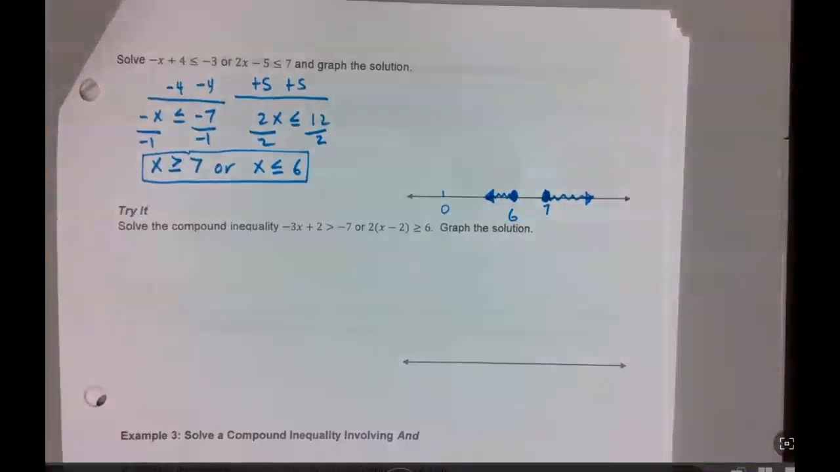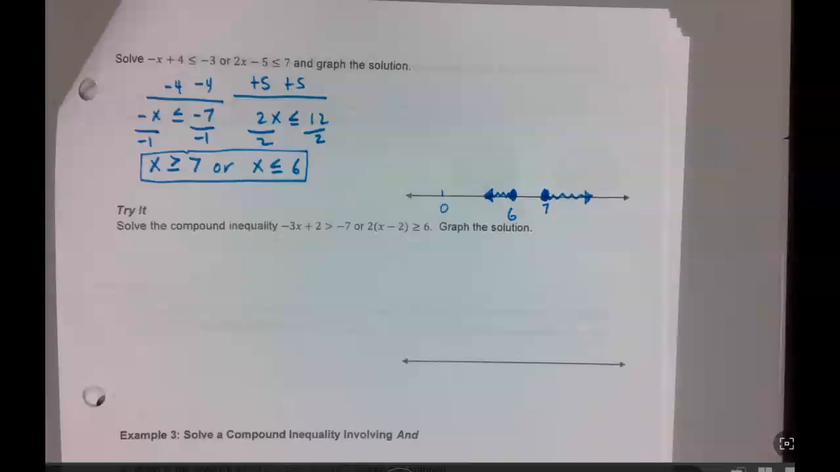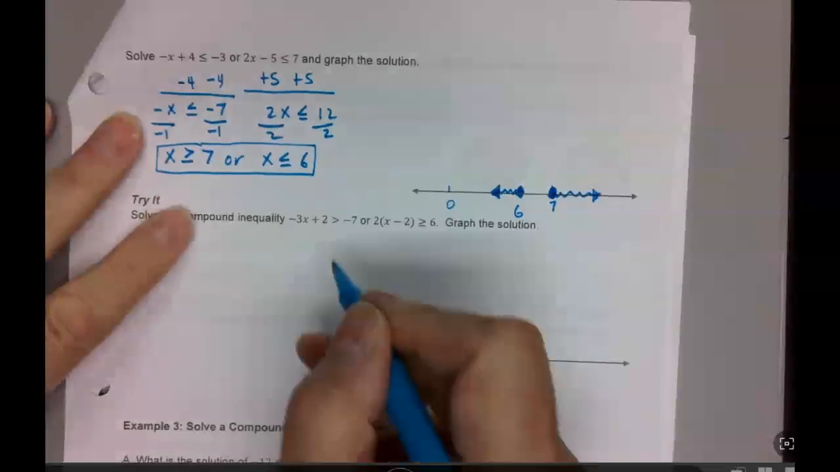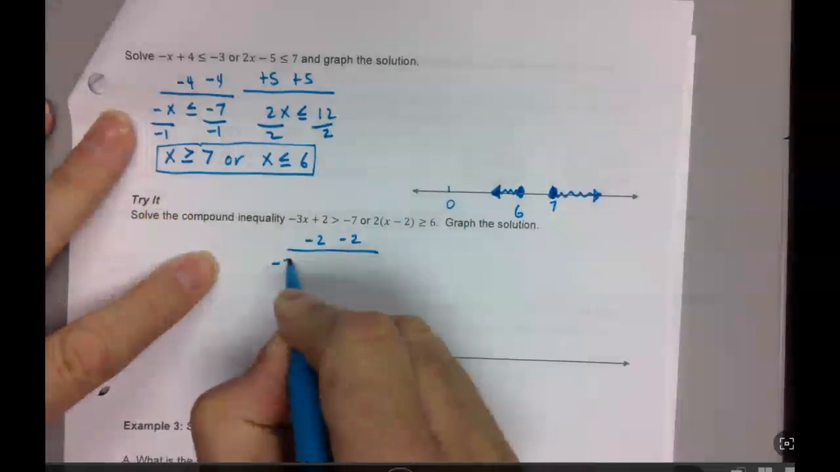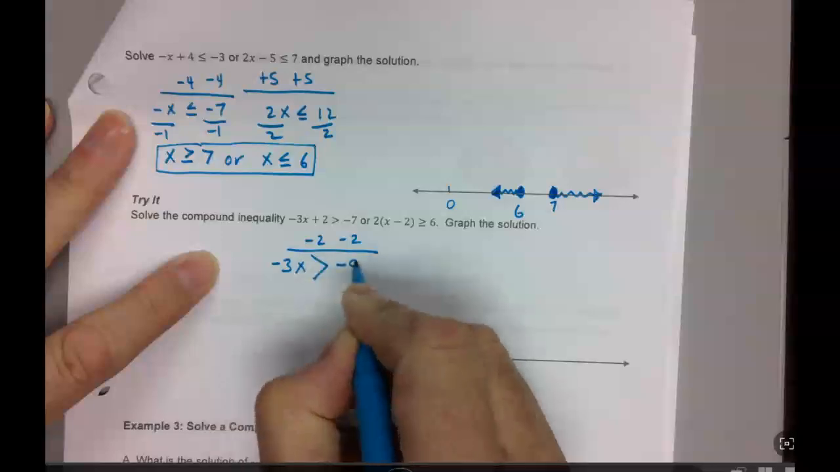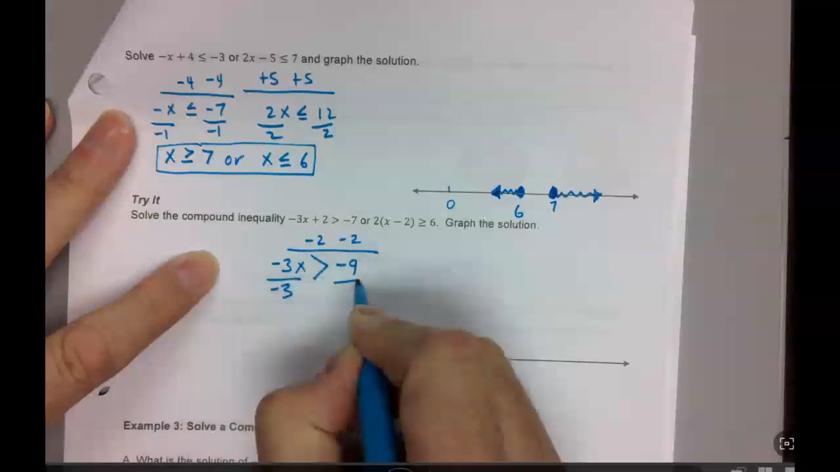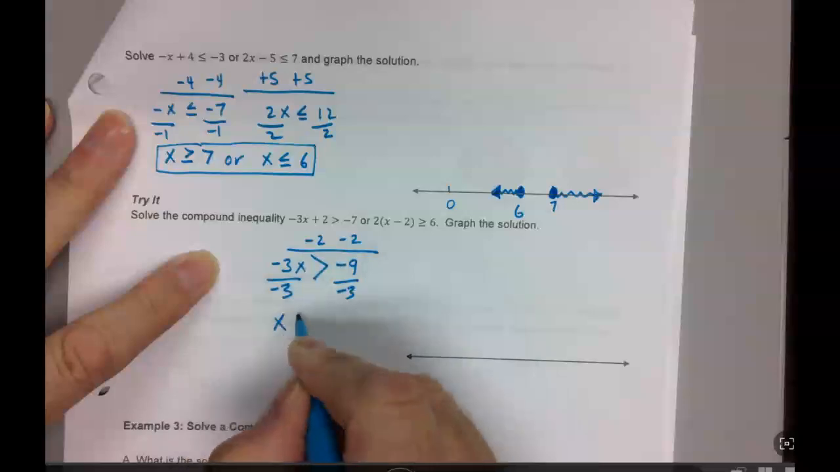ORs are a little unique. They go in opposite directions most of the time. Not the last one, we didn't do that, but most of the time that's what they do. So let's do this one here. Subtract 2. I get negative 3x is greater than negative 9. Divide by negative 3. Have to reverse the inequality.